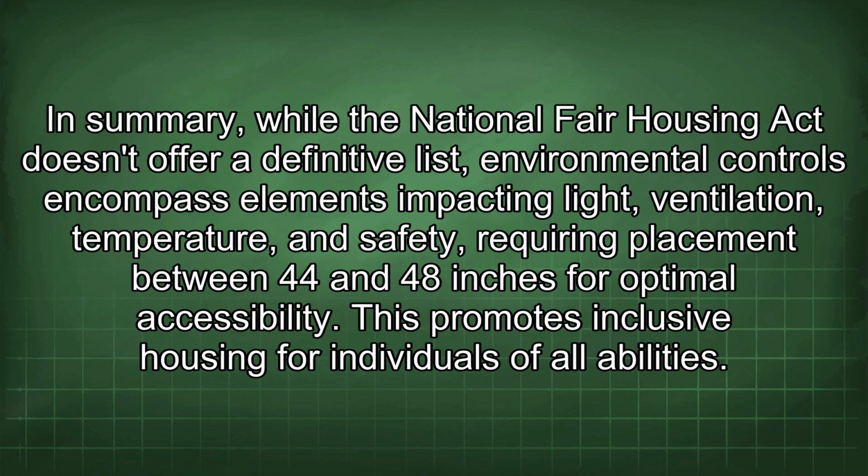In summary, while the National Fair Housing Act doesn't offer a definitive list, environmental controls encompass elements impacting light, ventilation, temperature, and safety, requiring placement between 44 and 48 inches for optimal accessibility. This promotes inclusive housing for individuals of all abilities.